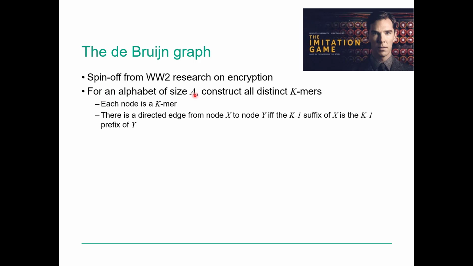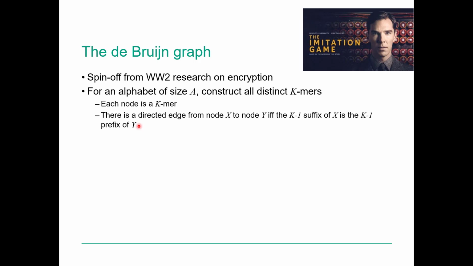So for an alphabet of size A, and for the DNA alphabet it's 4, right? Construct all distinct k-mers. So all the different possible k-mers, right? This is a theoretical exercise. Each node is then a k-mer in the graph, and there is an edge between the nodes if the k-1 suffix of one node and the k-1 prefix of the other node are the same.